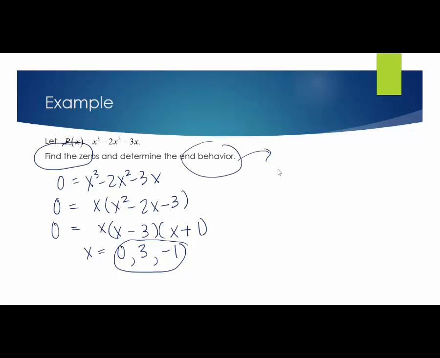My end behavior, again, I want to look at my leading term, which is x cubed. I can picture in my head the graph of x cubed, and the end behavior of p of x will match that. So as x goes to negative infinity, y goes to negative infinity, and as x goes to infinity, y goes to infinity.